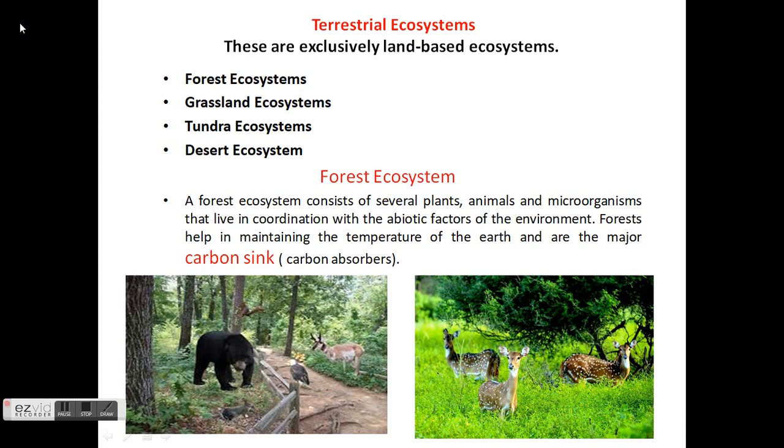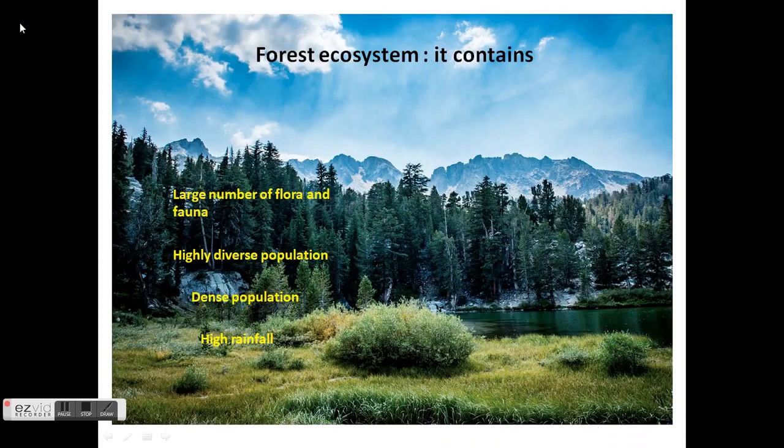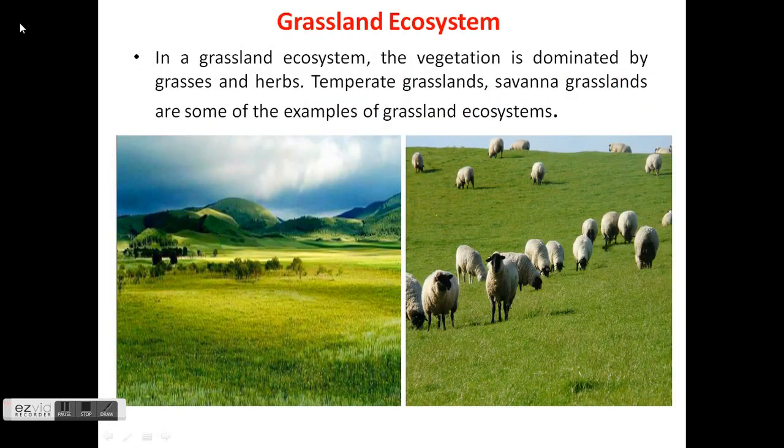Major functions of these forests: they help in maintaining the temperature of the earth and they help in absorbing carbon from our earth. So they are also called carbon sinks or carbon absorbers. The forest ecosystem contains a large number of flora and fauna. It has a highly diverse population of flora and fauna. The population is dense and rainfall is high.